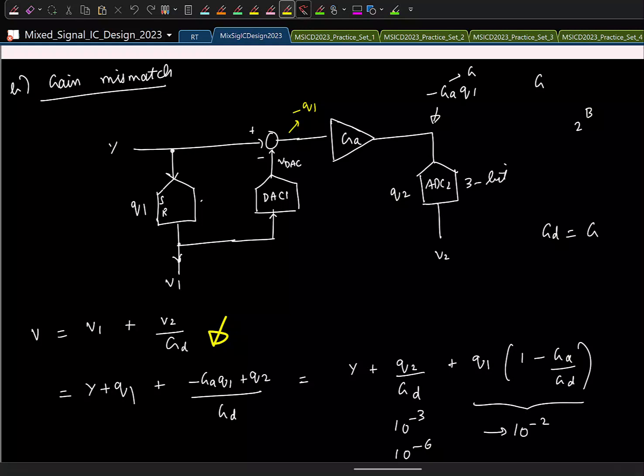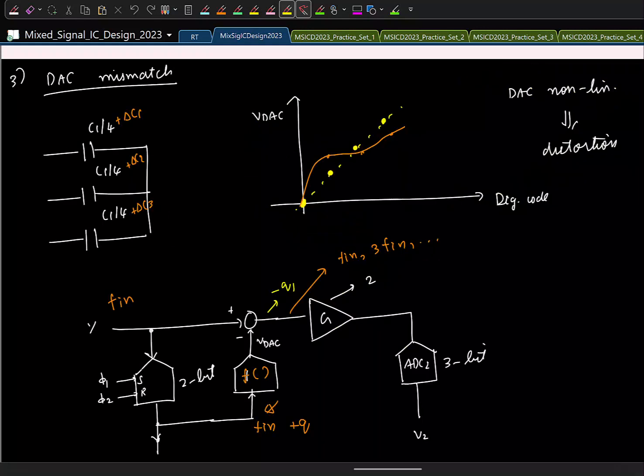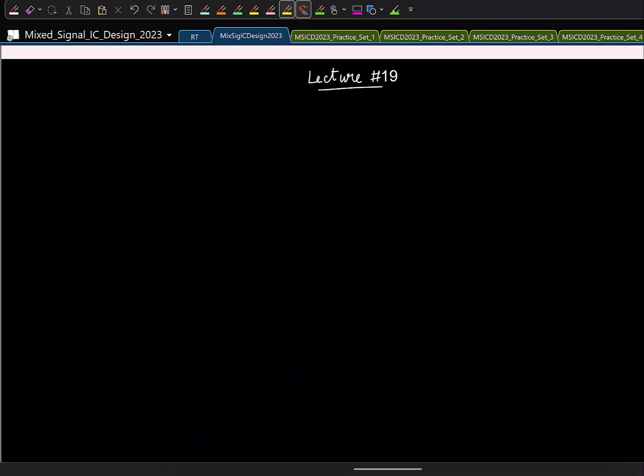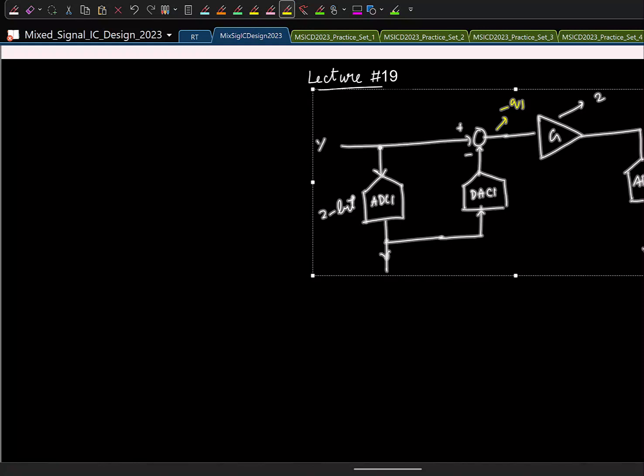The other issue is amplifier nonlinearity. Once again, if the amplifier is nonlinear, you have to put the inverse nonlinear function in the digital domain. Same holds good for DAC mismatch also. Even DAC mismatch we calibrate in the digital domain, right? So looks like for anything and everything we have been saying that we'll do some digital calibration. So in this class we'll briefly look at some of the principles that are used in digital calibration.